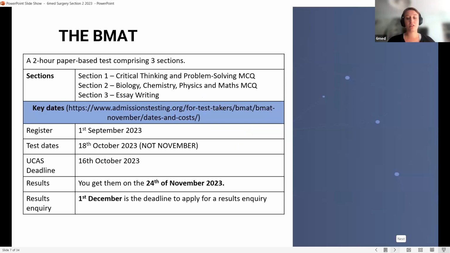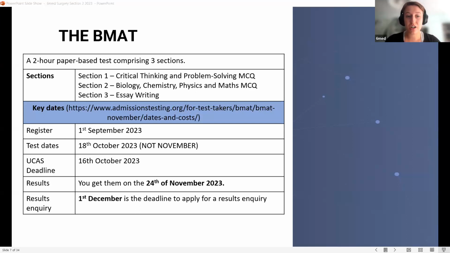Okay, so some of the key things and dates to remember. So we've got our different sections. Obviously registration has already closed. The test date is the 18th of October this year. So that's something to obviously have in your diaries. And the UCAS deadline is the 16th. So those are very close together.